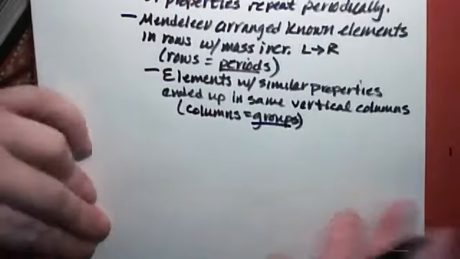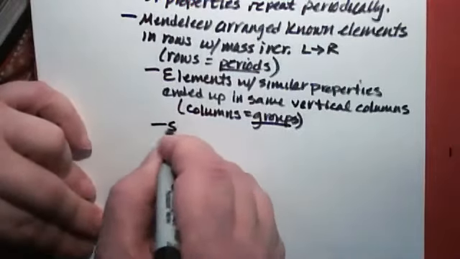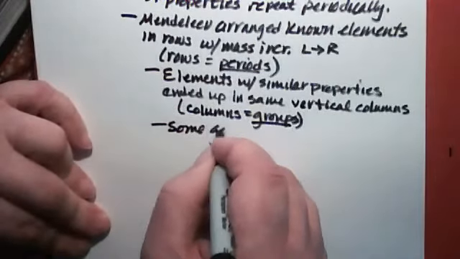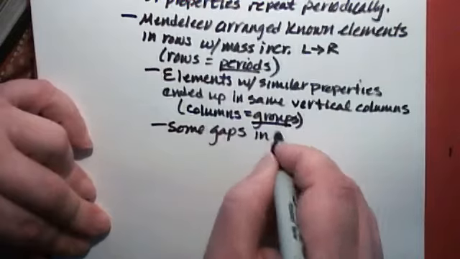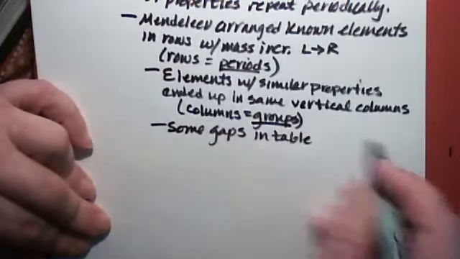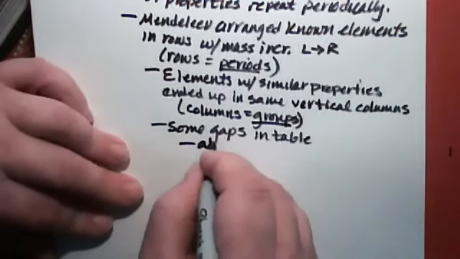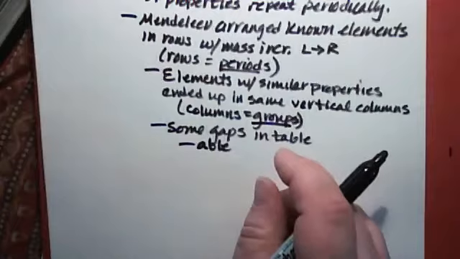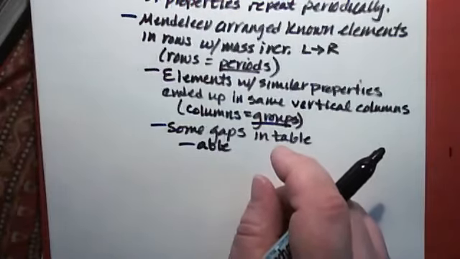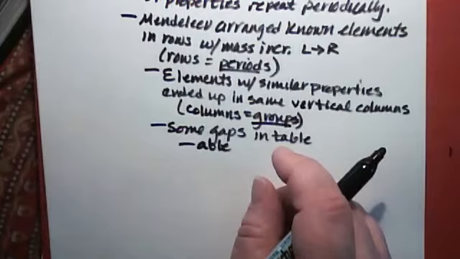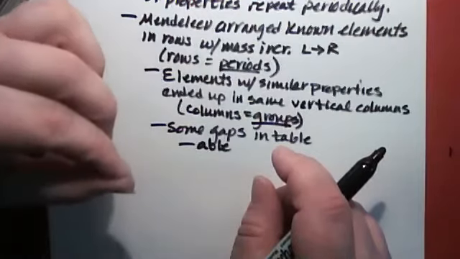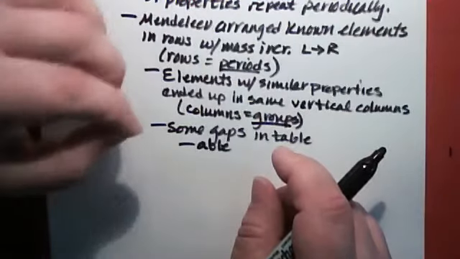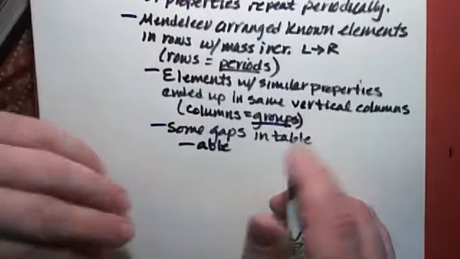There were some gaps in Mendeleev's table. And because of the way the properties of the elements varied predictably from one space to the next, Mendeleev was actually able to predict the properties of the elements that would eventually be discovered to fill in those gaps.